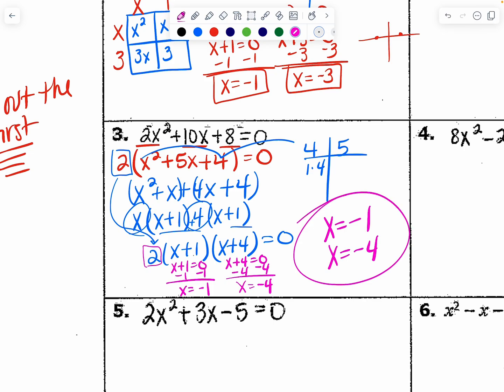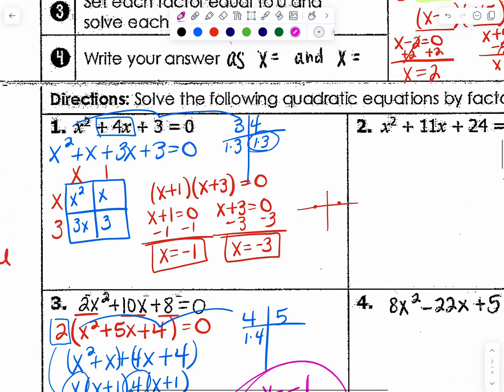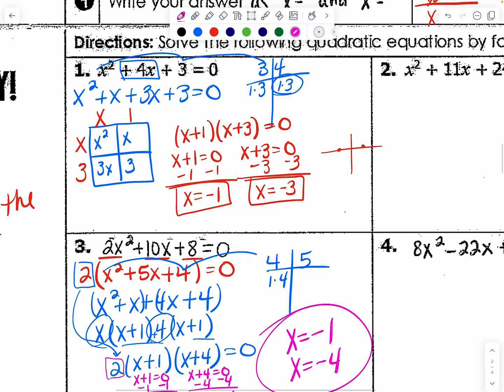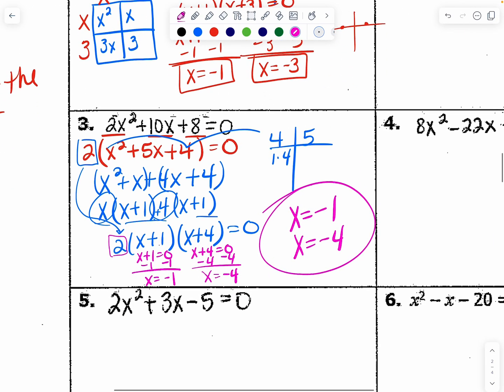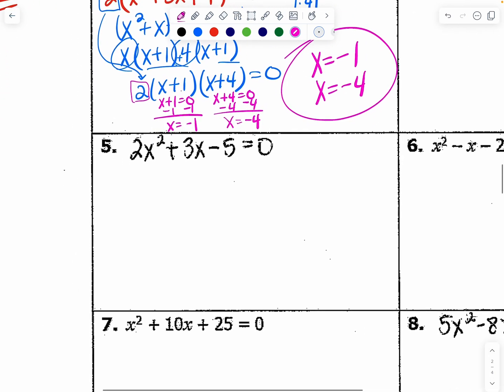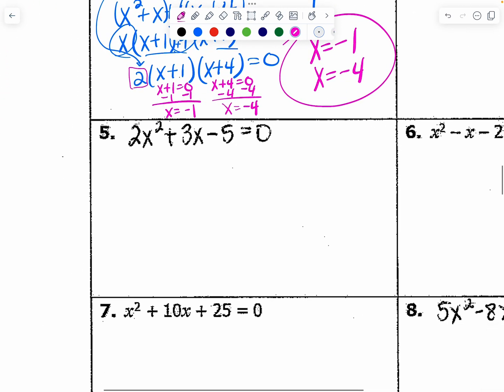All right, let's look at a different one. So all of these so far, our a value has been 1. Let's see what happens when our a value is not 1. All right, let's look at number 5. I first look at 2, 3, and 5. There's nothing that divides evenly into all of those. So I'm going to go straight to a times c.